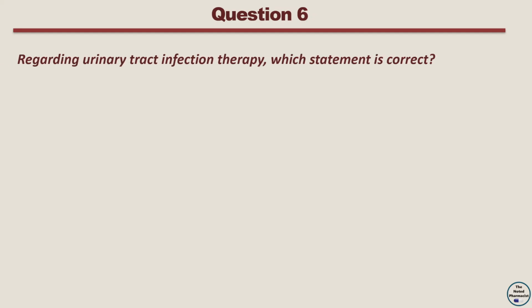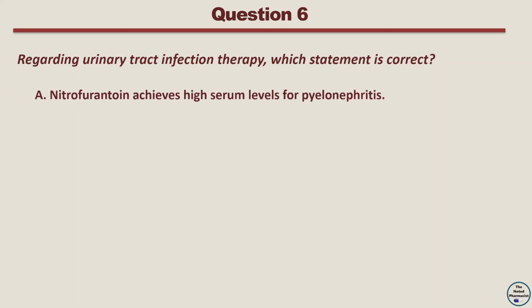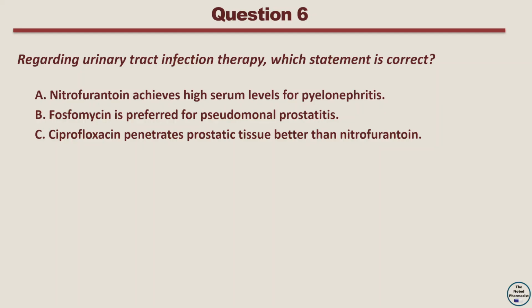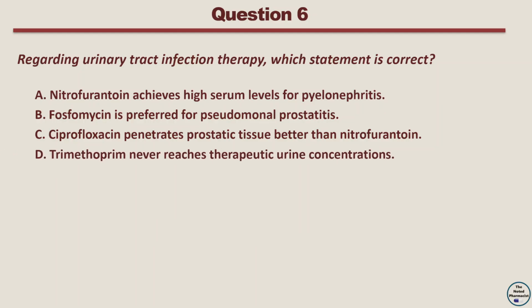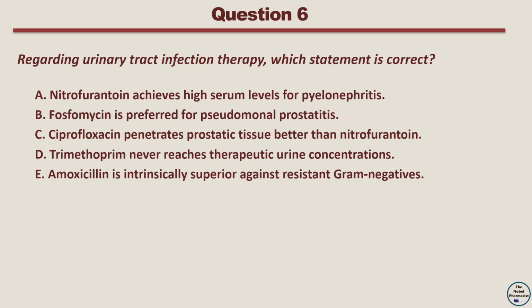Question 6. Regarding urinary tract infection therapy, which statement is correct? Option A, nitrofurantoin achieves high serum levels for pyelonephritis. Option B, fosfomycin is preferred for pseudomonal prostatitis. Option C, ciprofloxacin penetrates prostatic tissue better than nitrofurantoin. Option D, trimethoprim never reaches therapeutic urine concentrations. Option E, amoxicillin is intrinsically superior against resistant gram-negatives.